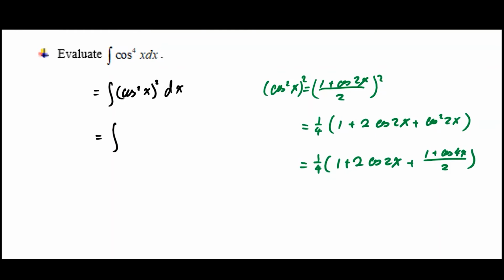So that is 1/4 of, now I can combine, this is 1/2 and this 1, so it will be 3/2. Good. Plus 2 cosine 2x, and then plus, I can just put it as 1/2 cosine 4x. How about that? Ready? Then I dump this gigantic thing right here. So I'm going to put 1/4 in front.